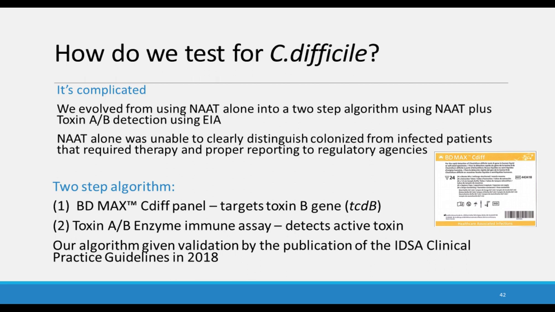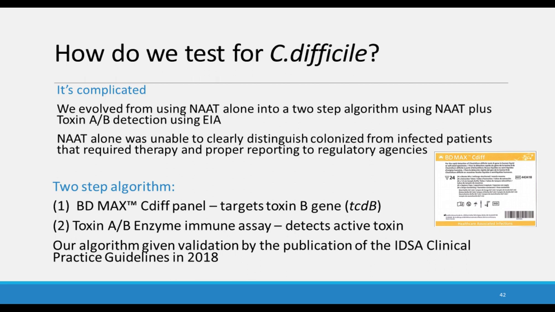difficile, and we have a very, very strong stewardship program. And so we wanted to make sure that we could separate our patients that are colonized from our infected patients that required therapy. And also we wanted to make sure that we were properly reporting the correct patients to regulatory agencies. So we felt that using a 2-step algorithm with molecular testing plus an enzyme immunoassay was the best way for us to achieve this.